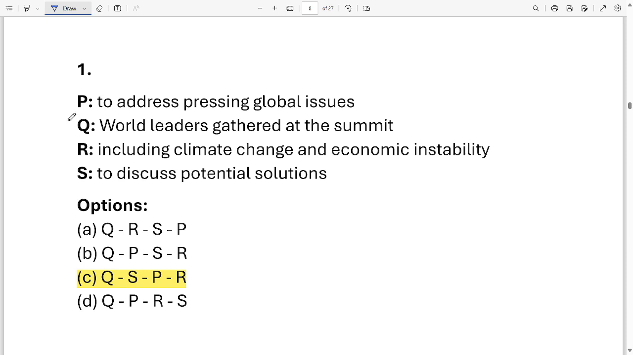First, it is Q, world leaders gathered at the summit. After Q, it is S, that is the second sentence, to discuss potential solutions, and then it is P, to address global issues, and then it is R, including climate change and economic instability. Okay, understood? Similarly, you have to do the next one as well.